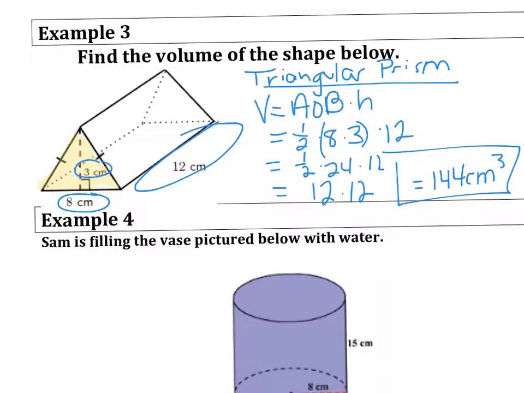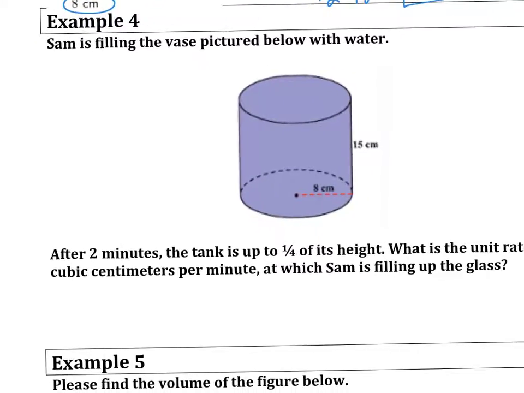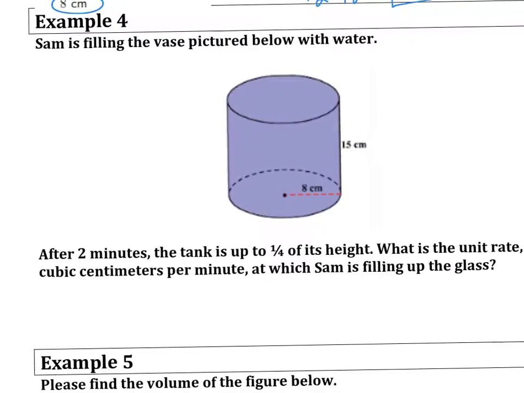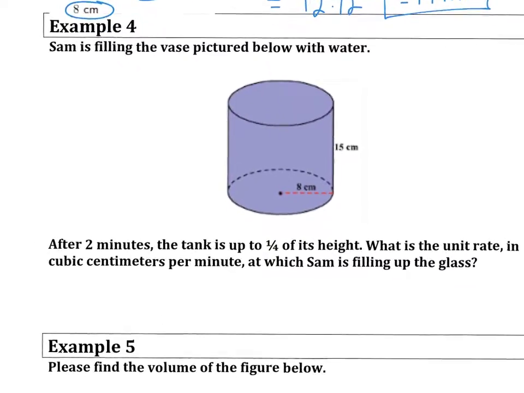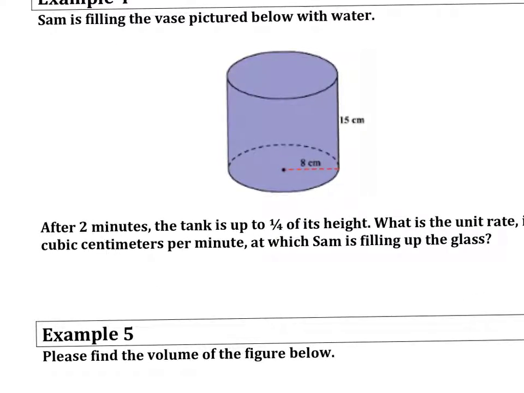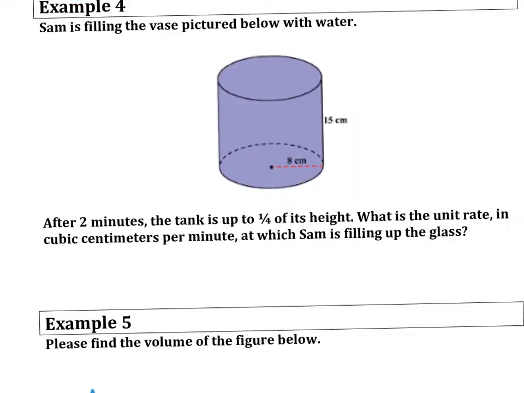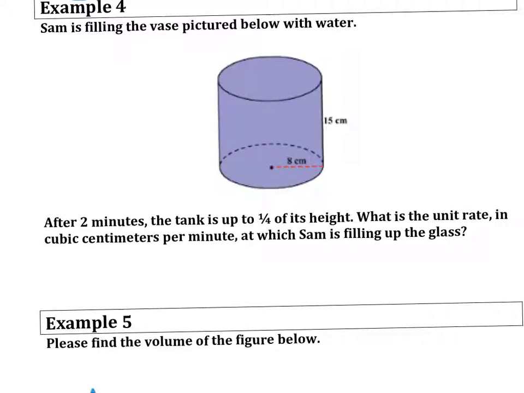Okay, let's take a look at the next problem. In example 4, it says Sam is filling the vase pictured below with water. After 2 minutes, the tank is up to 1/4 of its height. What is the unit rate in cubic centimeters per minute at which Sam is filling up the vase?